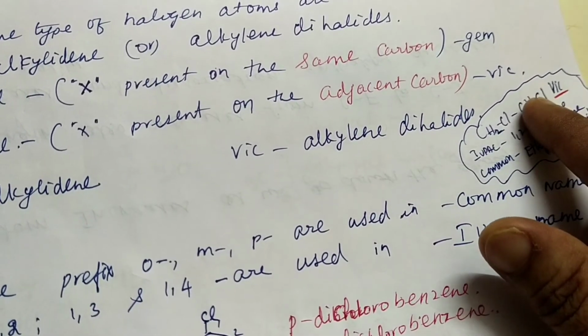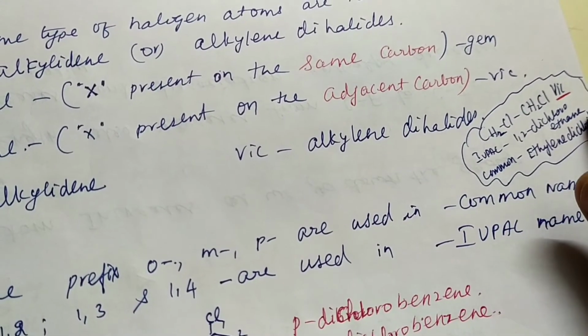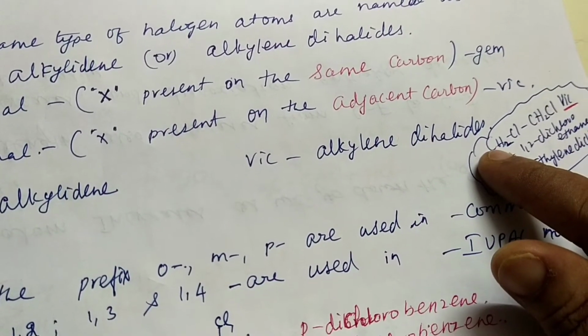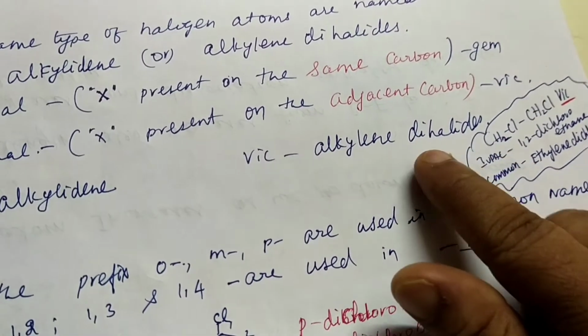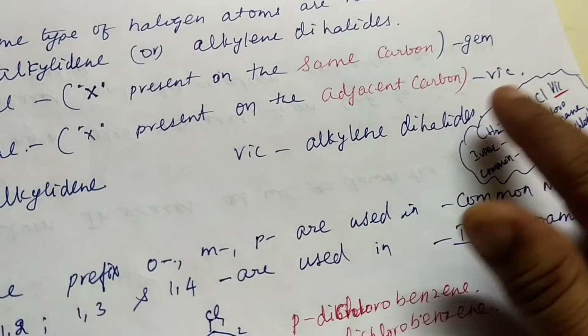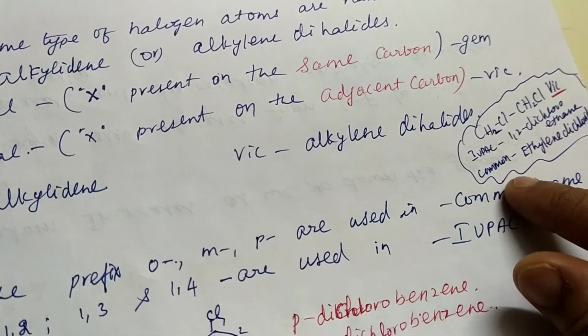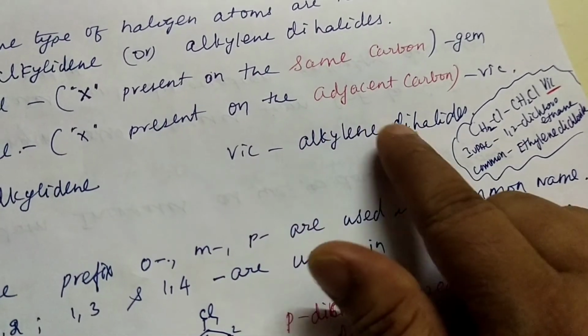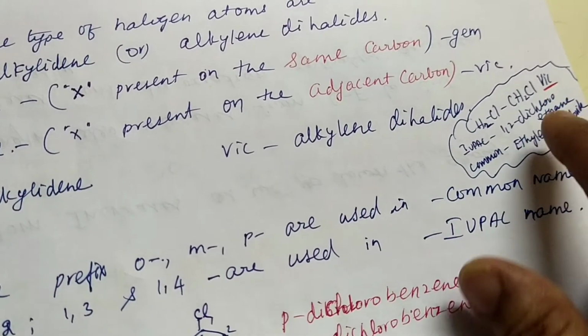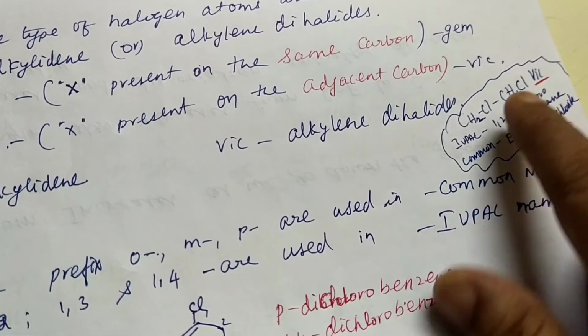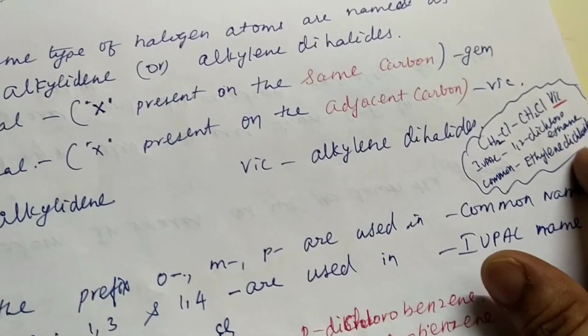Two carbon atoms are there, so the parent is ethane, and the halogens are on the first carbon and second carbon. Even if a third carbon is there, if the halogens are present on adjacent carbons only, it is called vicinal. The common name for that is alkylene dihalide. As there are 2 carbons, it is called ethylene dihalide. As chloride is present here, it is ethylene dichloride.